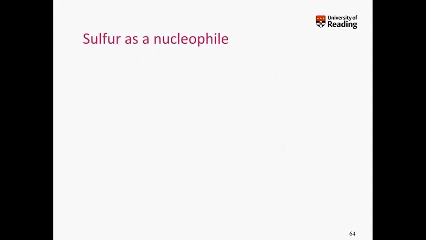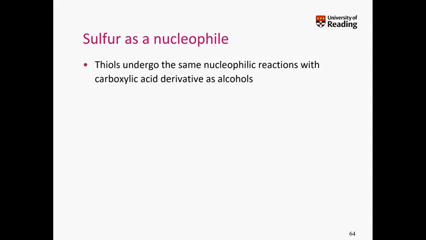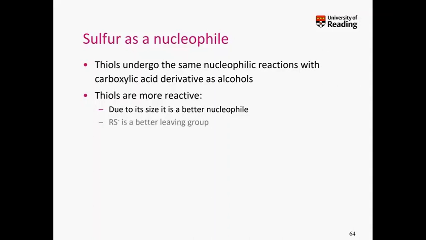It's worth just noting here that sulfur acts in exactly the same way. So if you have a sulfur nucleophile, so a thiol, it will do exactly the same thing as the alcohols we've just seen. Again, it's just worth noting that thiols are actually more reactive than oxygen nucleophiles, and that's because their size makes them a better nucleophile. The electrons are in an orbital that's further away from the nucleus, and so they're more available for reacting. And that's the same reason why our S- is actually a better leaving group, because those electrons are in a much bigger orbital, and so they're more happy to be negatively charged. They can be stabilized through this large orbital.